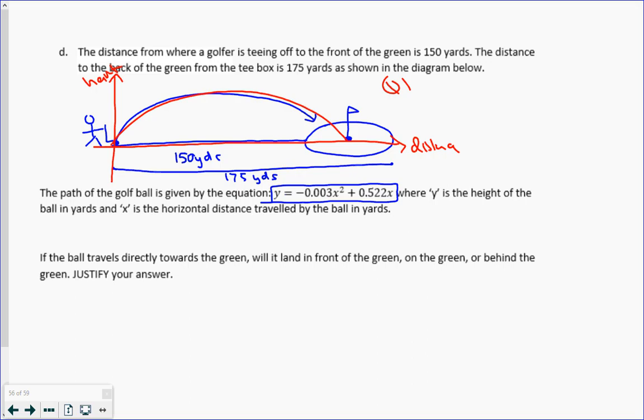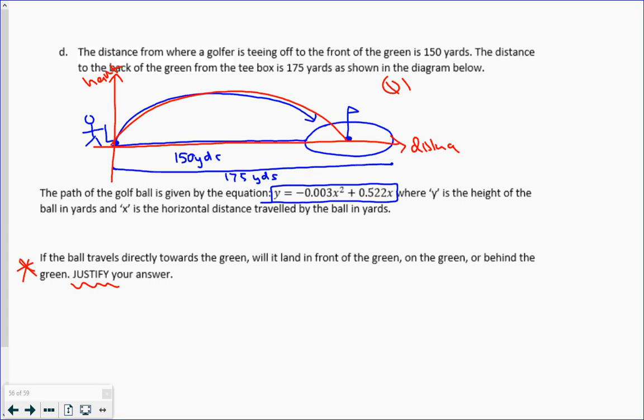Okay? If the ball travels directly towards the green, so it's not doglegging or anything like that, it's going directly to the green, will it land in the front of the green, on the green, or behind the green? Justify your answer. Okay, so we haven't actually talked about this yet. Justify is a fancy way of saying, please show your work. So if you just wrote on your page, it will land behind the green, and you don't show any work, you get 0 credit. You get a mark of 0. Like the mark is coming from the justify. It's not coming from the answer. So if you don't show your work, then that's a problem.